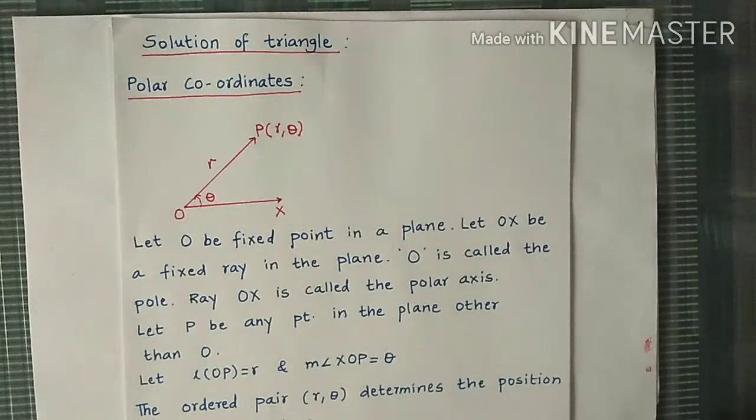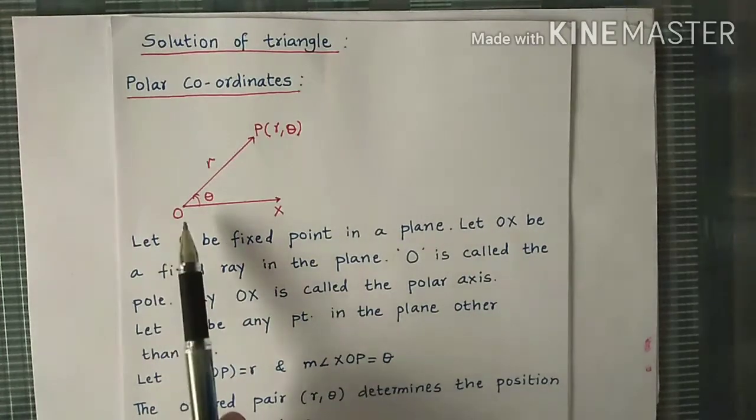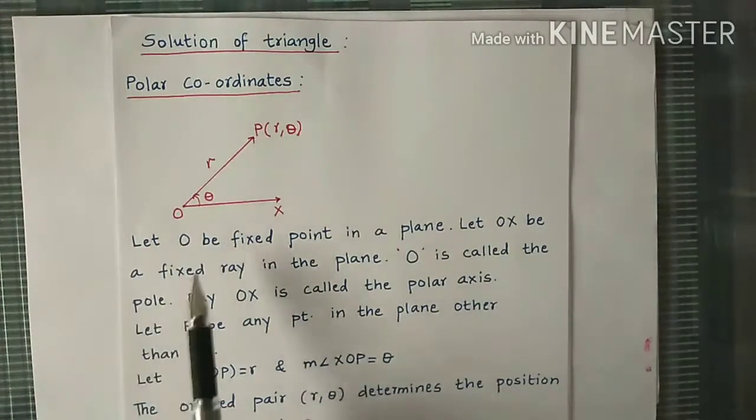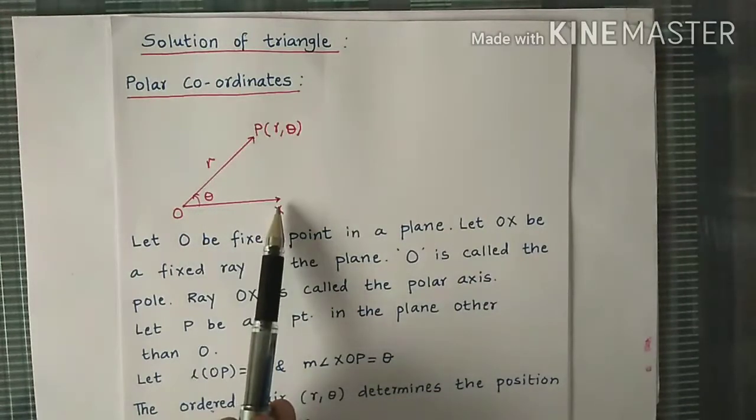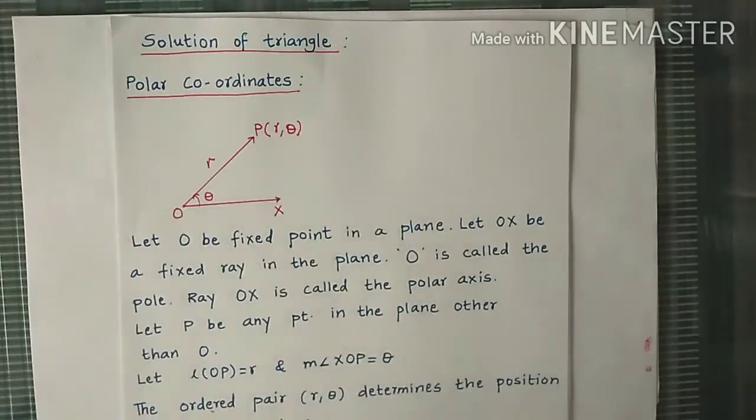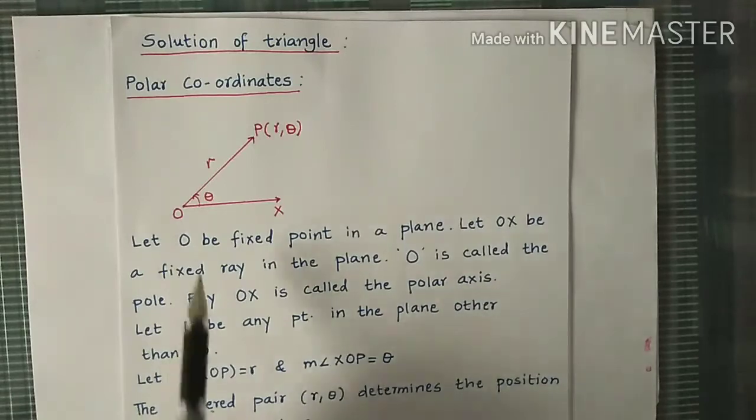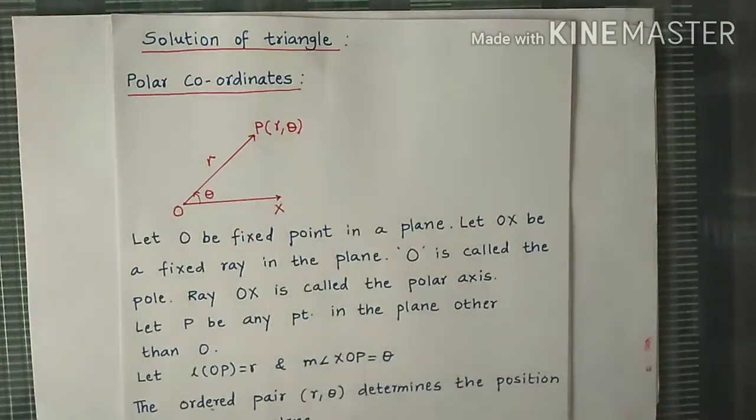Students, in this lecture we are going to study polar coordinates and the relation between polar coordinates and Cartesian coordinates. So first let's study polar coordinates. For polar coordinates we take a fixed point O in the plane. Then OX is a fixed ray in the plane. O is known as pole and ray OX is known as polar axis.